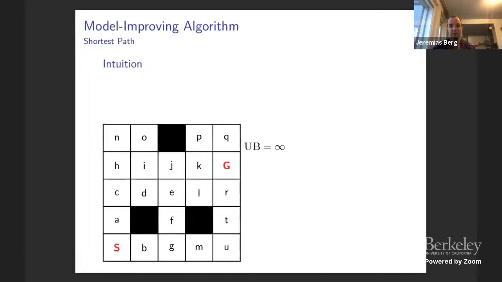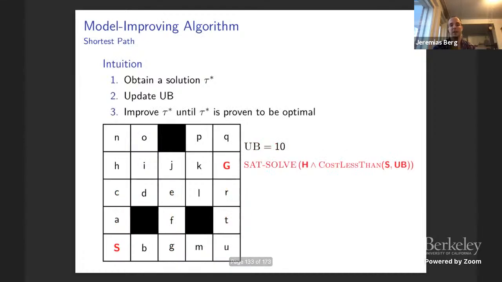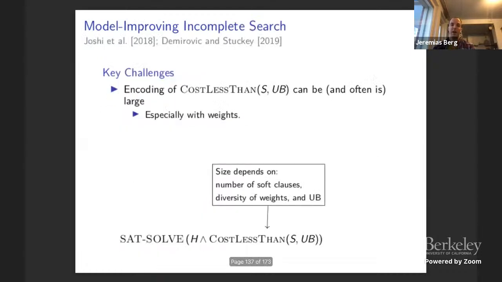So model improving search, we already talked about. This is just, you get a solution, for example, by invoking the SAT solver on your hard clauses. And then you encode this cardinality constraint that says, give me another solution that is better. And then you keep on going until the SAT solver tells you, now I can't find a solution that is better. And why this isn't as effective as a complete approach, we've sort of already touched upon. It's because of this encoding of the cardinality constraints and in a more general case, the pseudo-Boolean constraint. They can get very large. And if you have millions of soft clauses, you end up just choking the solver on this large constraint.